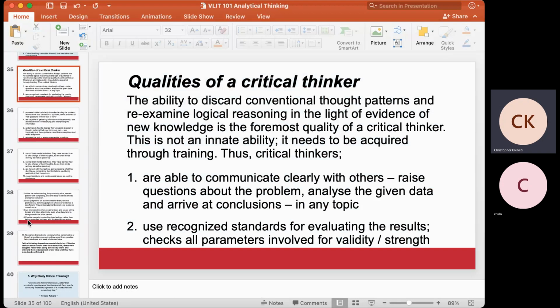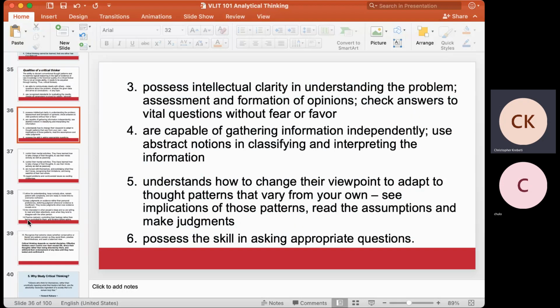If you say an argument is sound, you should know the standards governing a sound argument. If you don't know the standard, then on what basis are you evaluating the particular argument as good or as bad? That is why I said you are able to recognize standards for evaluating results. In other words, you are able to check all parameters involved for validity or strength. So the parameters that will constitute a valid argument, the parameters that will constitute a strong argument, they are able to check all of that.